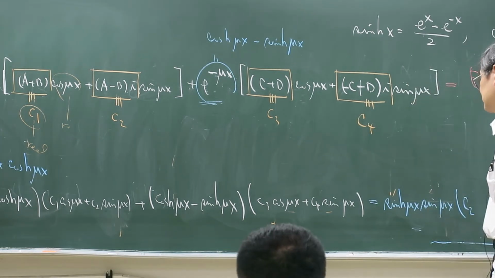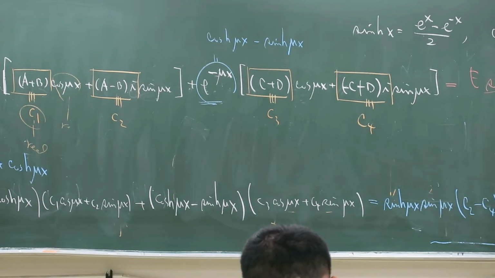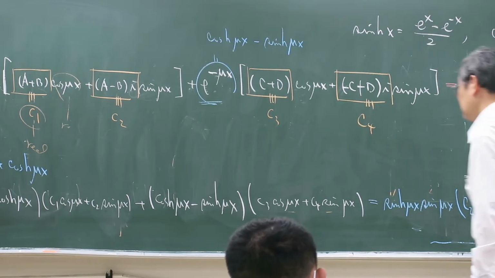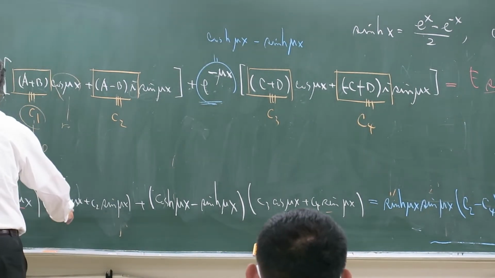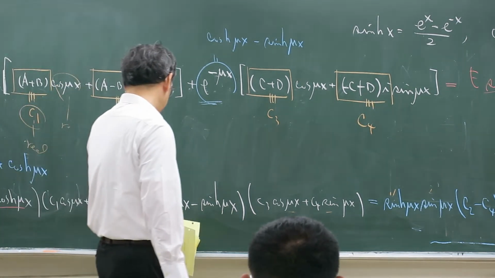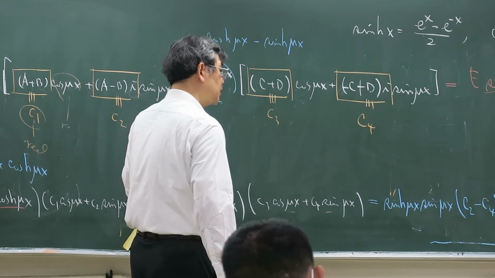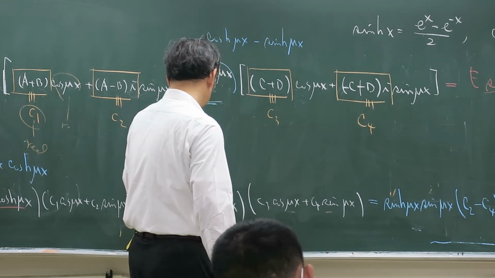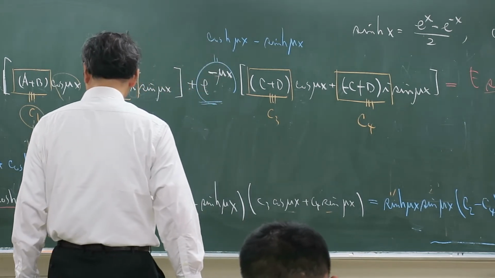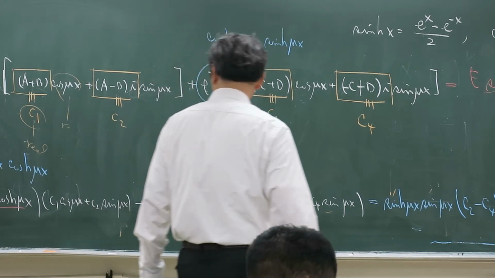So this C2 minus C4 plus hypersine cosine, hypercosine mu x times cosine mu x. Hypercosine with cosine mu as C1. Hypercosine cosine is a C3, right? So it will be C2 plus C3.